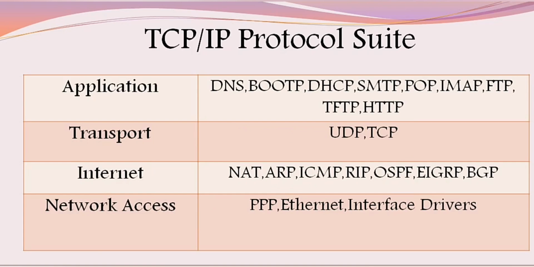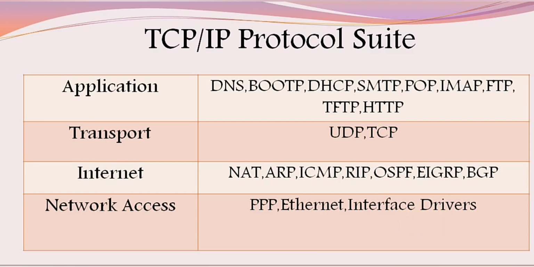Here, if you observe, each layer has a different number of protocols. For example, if I consider the network access layer, then it has PPP, nothing but the point-to-point protocol, and also Ethernet, which, as we know, is a popular protocol used for wired LAN technologies, and this also has many interface devices that work for the network layer.